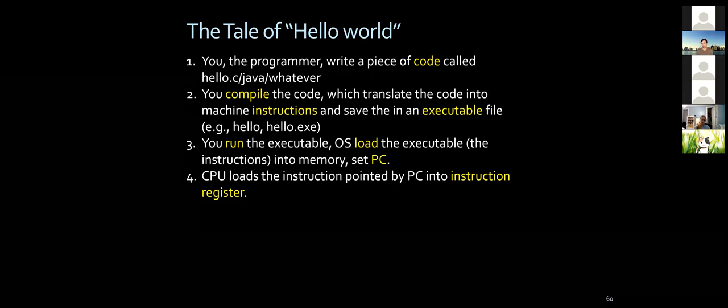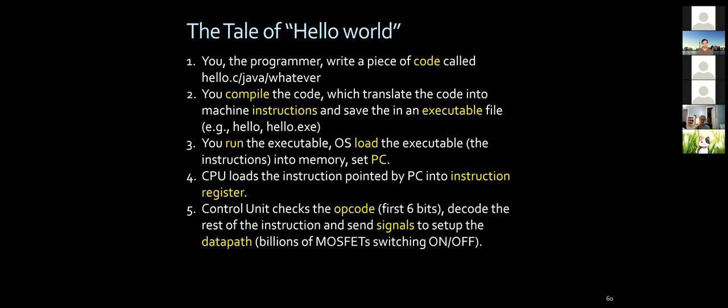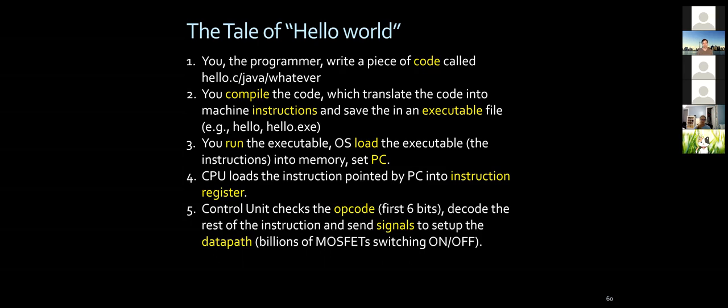It's loaded your program, it's executed instruction by instruction. At the end, the results are stored in registers and memory, and that's what you care about, right? And that's pretty much it. And the way the magic happens is the control unit checks the opcodes, those instructions, the first 6 bits, decodes the rest of the instruction, and sends signals to set up the data path.